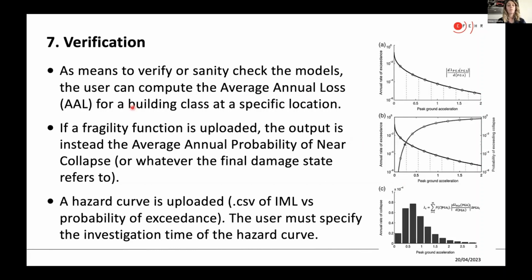If we upload the vulnerability function that we've calculated, then we also need to upload a hazard curve. This is a simple CSV file, two columns: intensity measure level and probability of exceedance. We need to provide the investigation time of that hazard curve. Is it the annual probability of exceedance? Is it the probability of exceedance in 50 years, for example? I'm not going to go through the theory, but it is convolving that hazard curve with either the fragility or vulnerability function to calculate the average annual value. In the case of a vulnerability function, it would be calculating the average annual loss. If you have instead uploaded your fragility functions, it will pick up the last damage state that you have calculated. That is often a near collapse or a collapse limit state, so it would be providing the average annual probability of exceeding that final damage state.